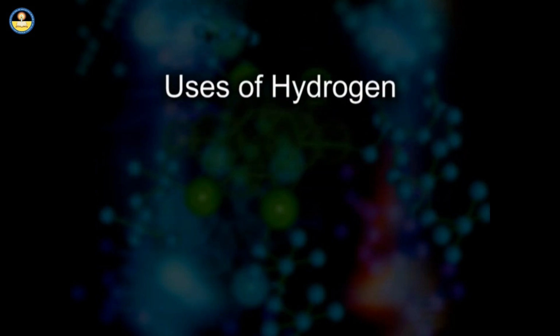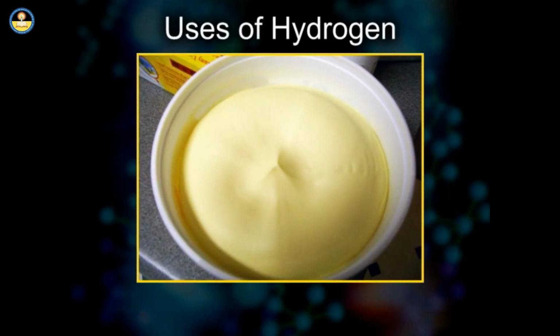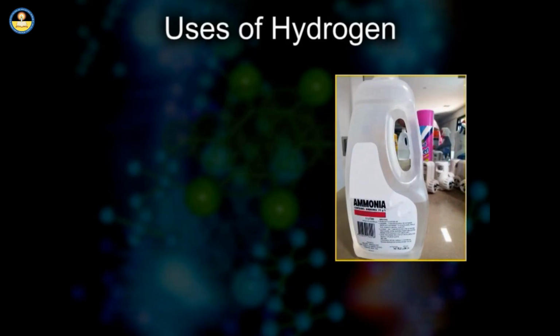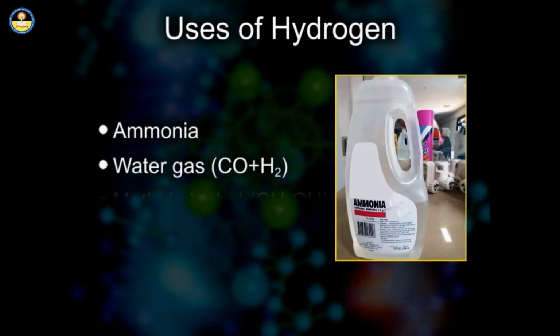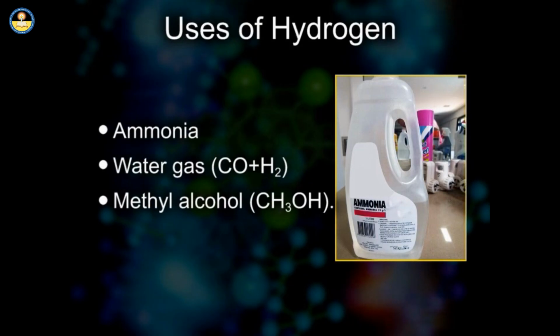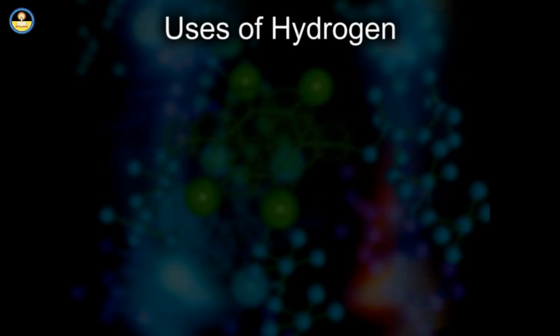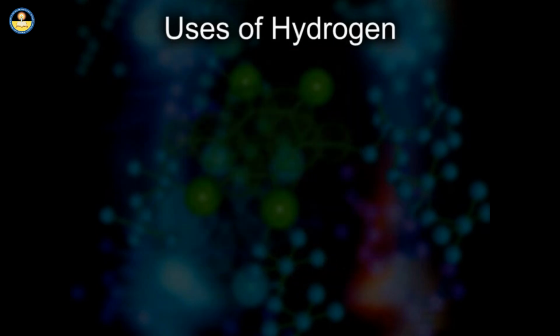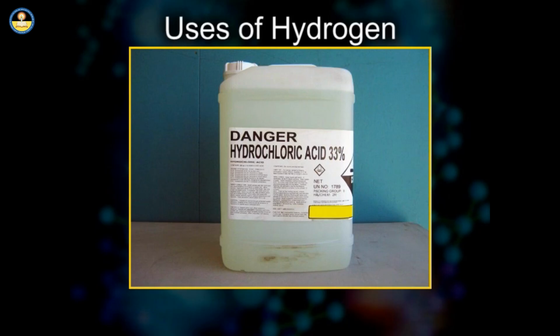Uses of hydrogen. Hydrogen is used in the hydrogenation of edible oils such as groundnut oil, cottonseed oil, etc. to form vegetable ghee, also called margarine. In the manufacture of compounds like ammonia, water gas, that is CO plus H2, and methyl alcohol, CH3OH. As a rocket fuel in liquefied form, and in the manufacture of hydrochloric acid.